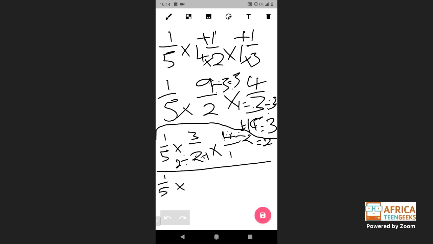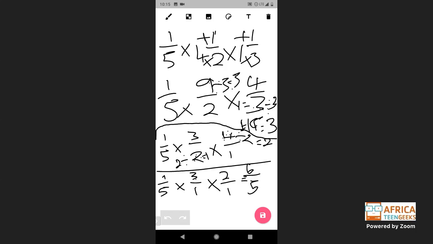Okay, so let's write our new fractions again: 1 over 5 multiplied by 3 over 1 multiplied by 2 over 1. Correct. Now since everything is simplified, we must multiply. So we say 1 multiplied by 3 multiplied by 2. That gives us how much? 3 multiplied by 2 equals 6. Yes, correct. And then 5 multiplied by 1 multiplied by 1 gives us 5.